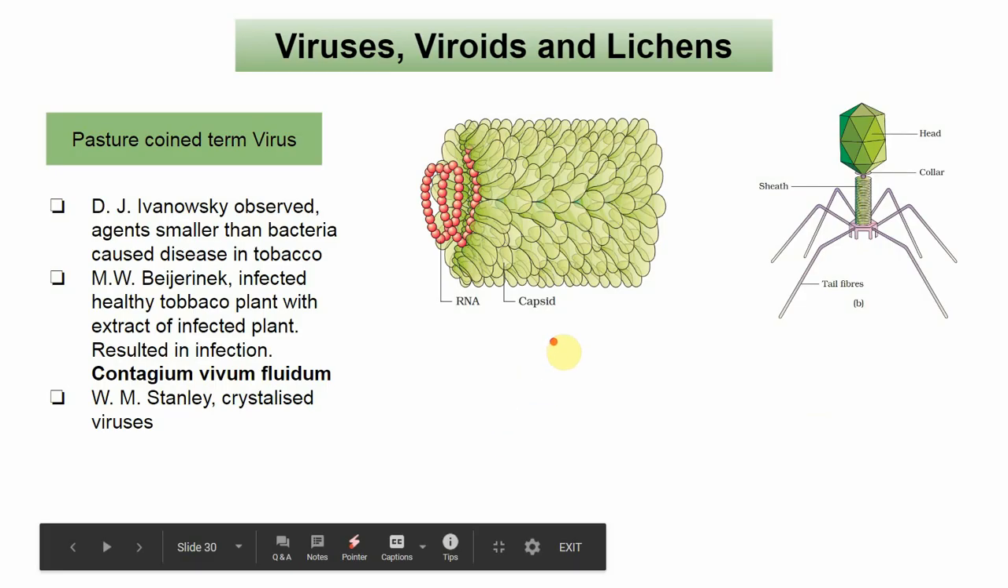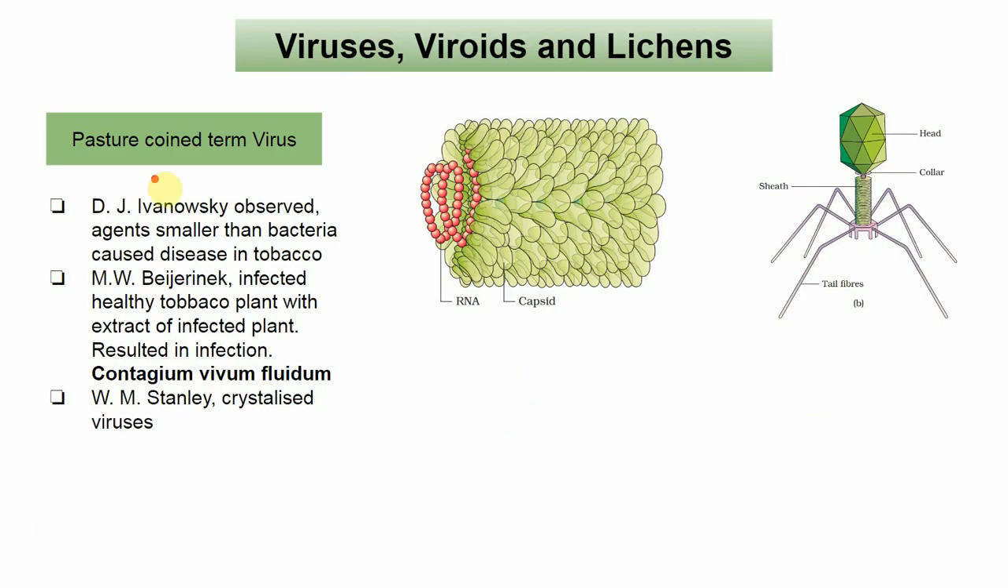So the next is viruses, viroids, and lichens. The term virus was coined by Pasteur. Ivanovsky observed that there were some agents which were smaller than bacteria that were causing disease to tobacco. Later, Beijerinck, through his experiment, observed that a healthy tobacco plant can be infected with an extract of an infected plant. And the result was infection in the healthy tobacco plant. So he called this extract, that is the fluid of an infected plant, a contagium vivum fluidum, which means infectious living fluid. Later, Stanley crystallized viruses.